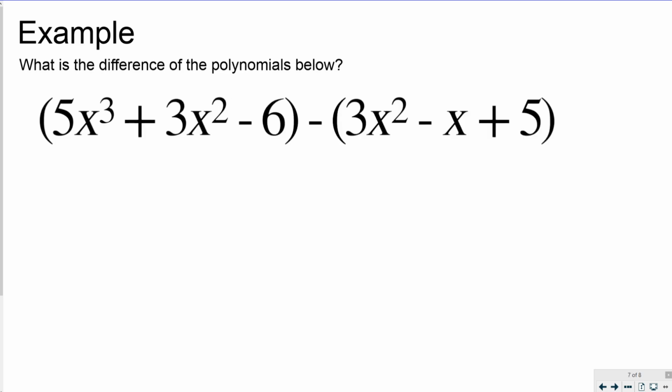Finally, we have one. What is the difference of the polynomials below? So I look and I see I have 5x cubed plus 3x squared minus 6, and from that I am subtracting 3x squared minus x plus 5. So if I look for any other x to the third powers, I don't have any, so all I have is 5x to the third power. There's nothing else to combine it with. Then I have a 3x squared, take away a 3x squared, so it's going to turn into 0x squared.